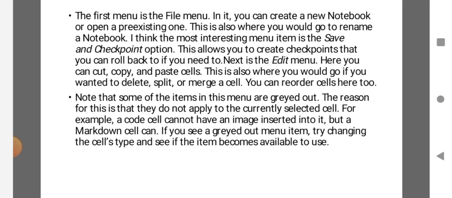Note that some of the items in this menu are grayed out. The reason for this is that they do not apply to the currently selected cell. For example, a code cell cannot have an image inserted into it, but a markdown cell can. If you see a grayed out menu item, try changing the cell's type and see if the item becomes available to use or not.